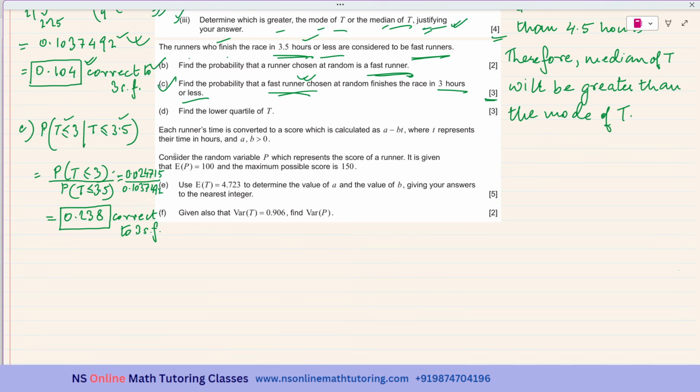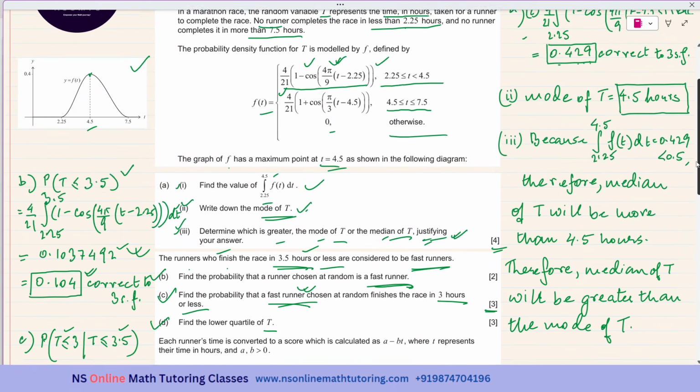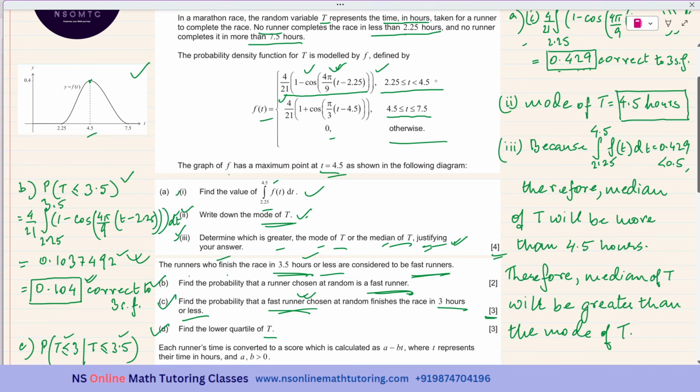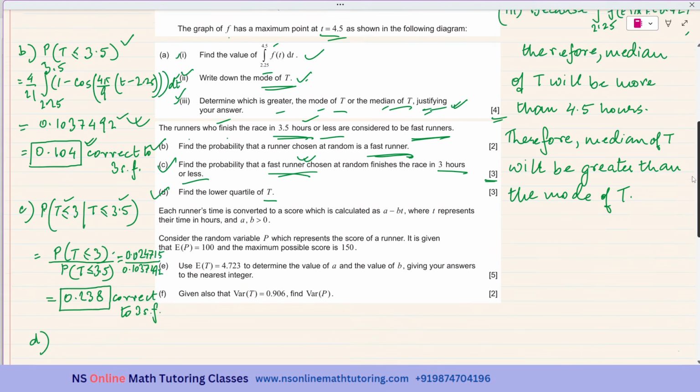Okay. So part D, find the lower quartile of T. So lower quartile of T, and which expression should we be taking? We have seen up to 4.5, the probability is 0.429. So for the lower quartile, the probability will be 0.25. Therefore, we have to take this expression.